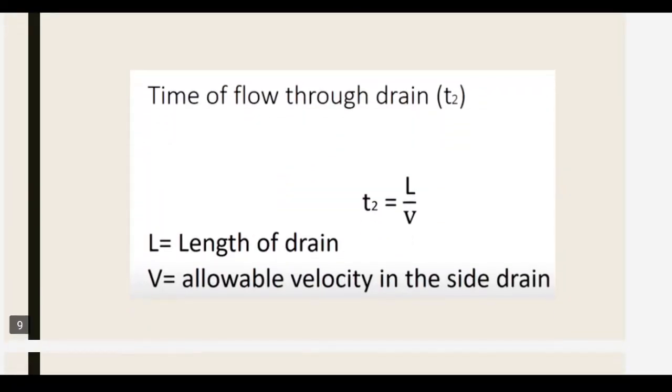And next is t2, total flow through drain, that is time of flow through drain. Small t2 is equal to length of the drain divided by the allowable velocity in the side drain, which will give us the small t2, and small t1 plus small t2 will give us the total required time.